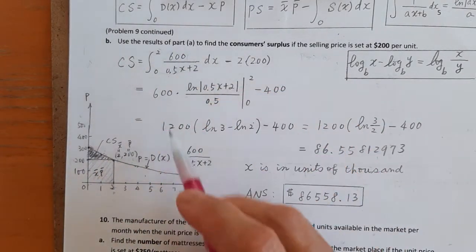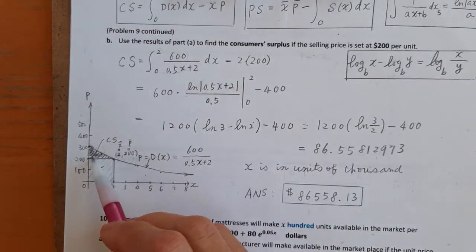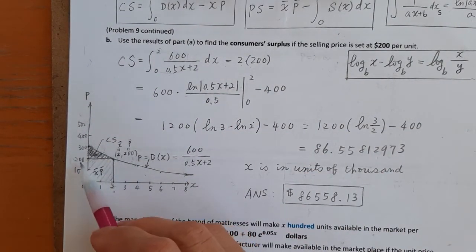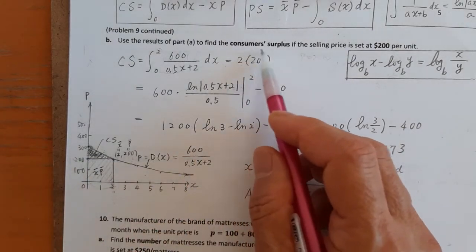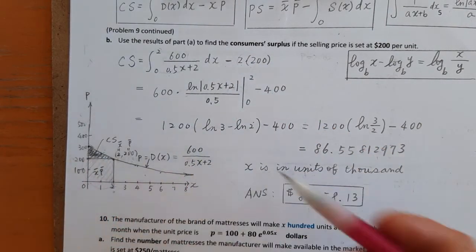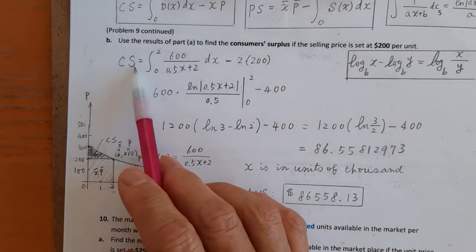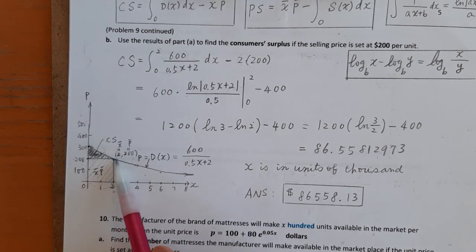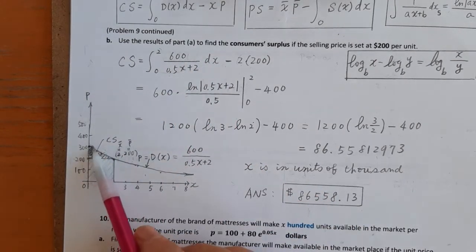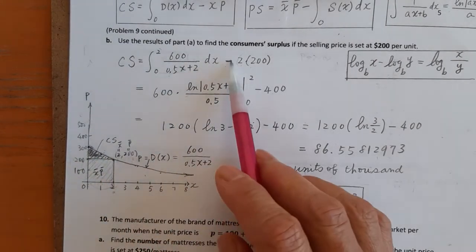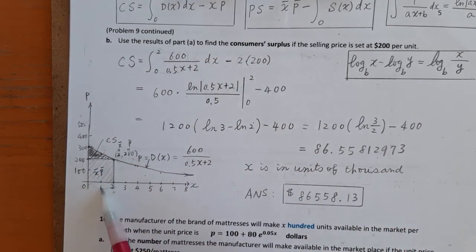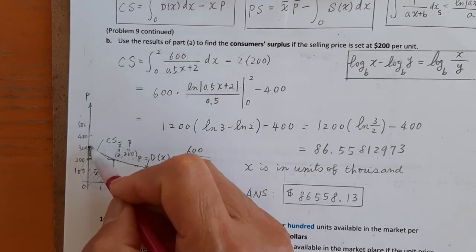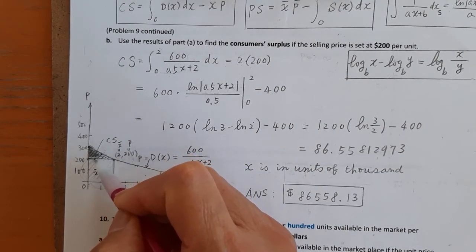This entire area minus this rectangle area, 200 times 2, this rectangle area, that's going to be consumer surplus. So consumer surplus equals the integral from 0 to 2 of this curve, which is the entire area under the curve, minus 2 times 200. 2 times 200 is this rectangle area, and what remains is this area. That's consumer surplus.